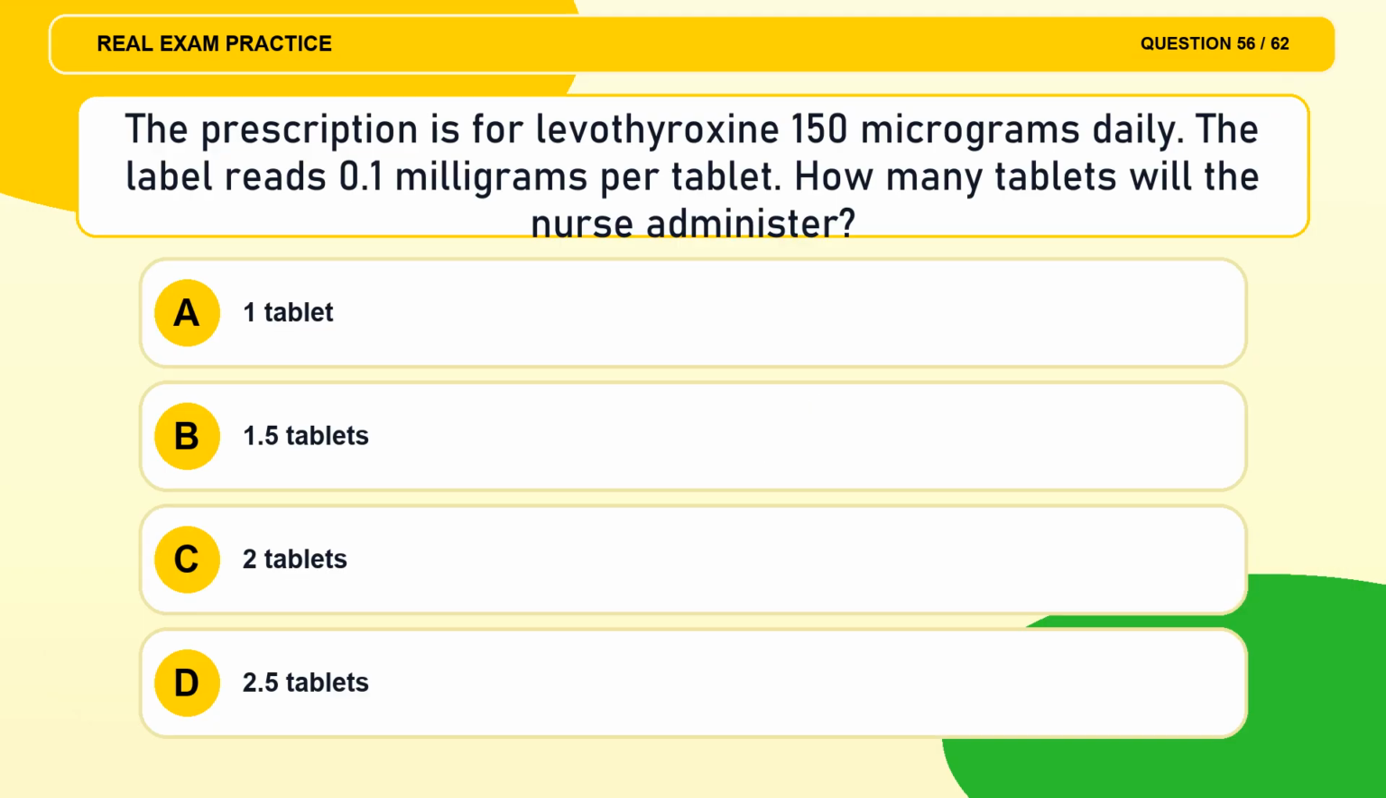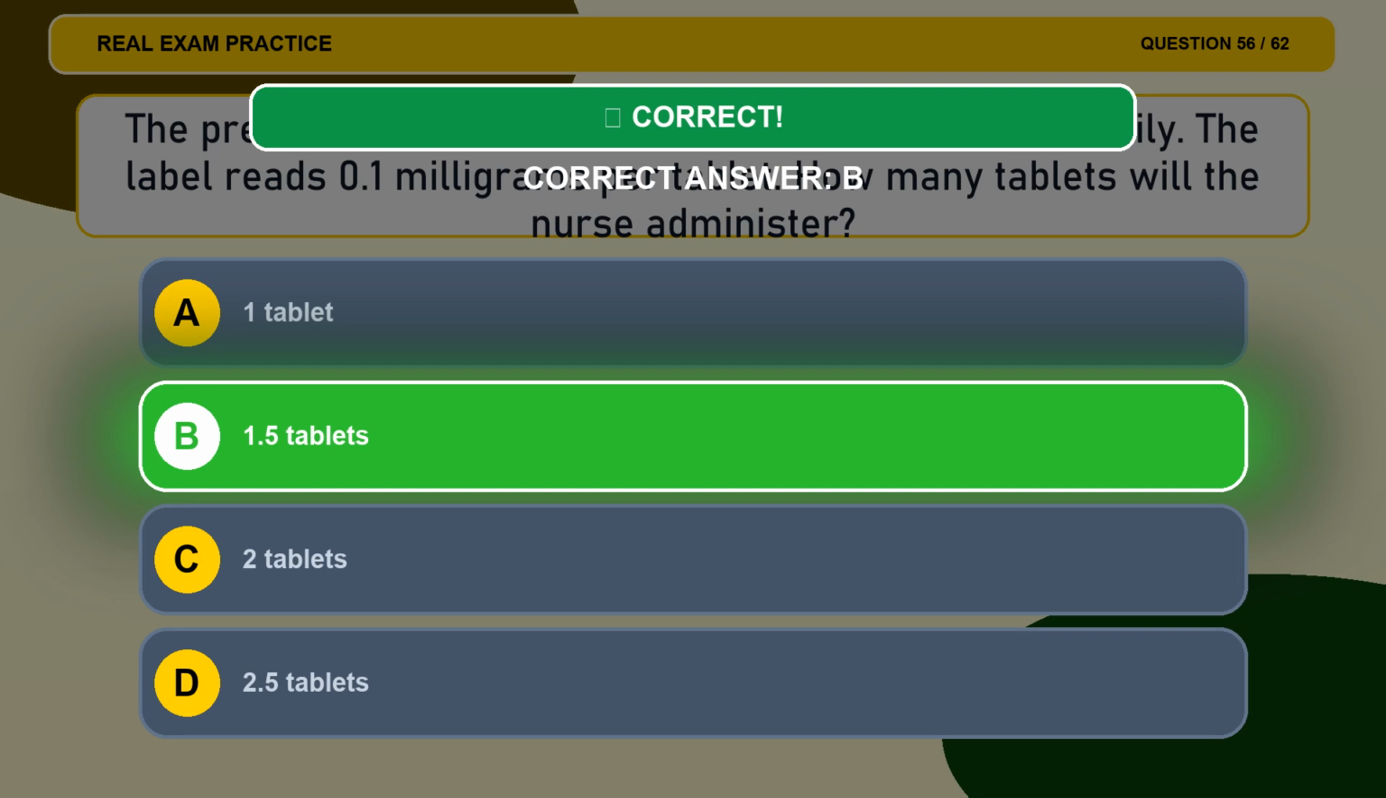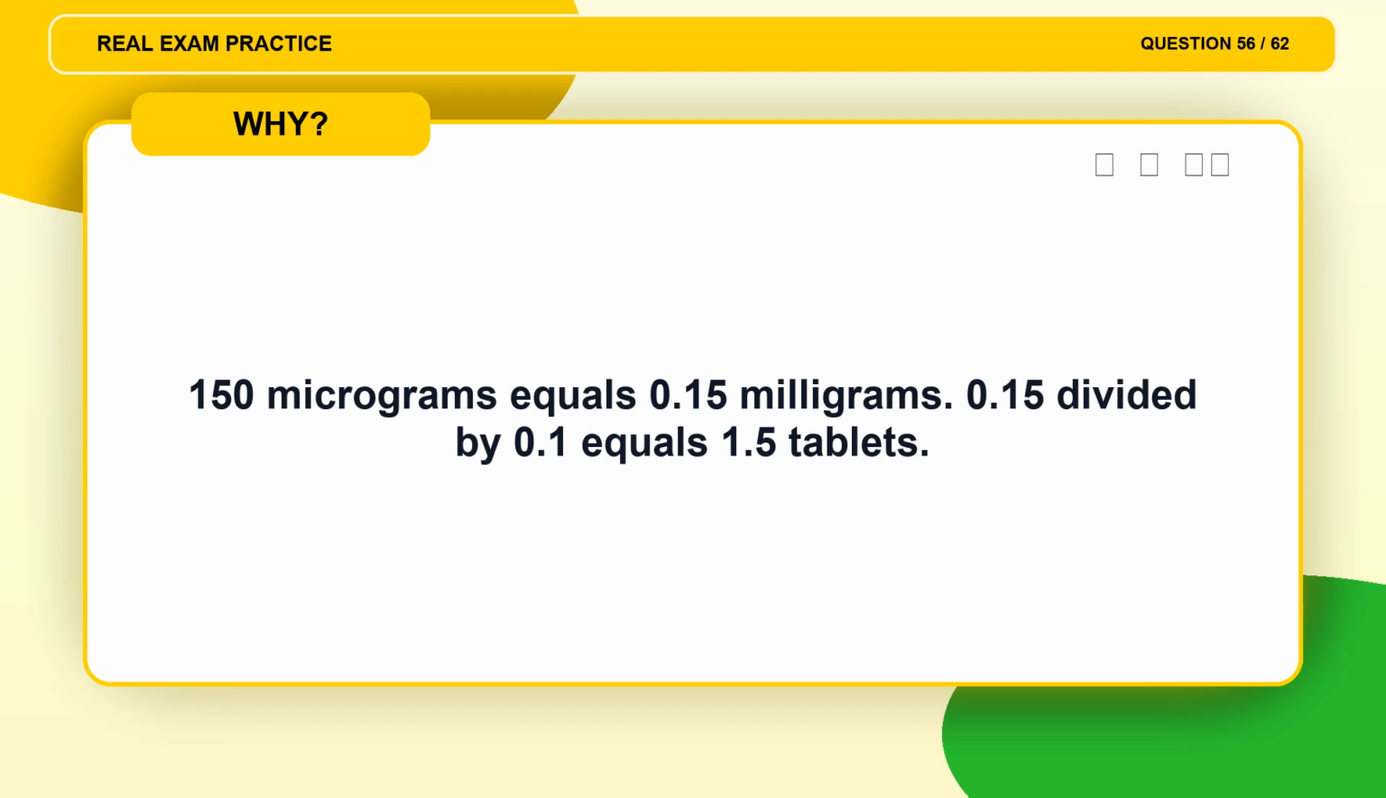Question 56. The prescription is for levothyroxine 150 micrograms daily. The label reads 0.1 milligrams per tablet. How many tablets will the nurse administer? Option A, 1 tablet. Option B, 1.5 tablets. Option C, 2 tablets. Option D, 2.5 tablets. The correct answer is option B, 1.5 tablets. 150 micrograms equals 0.15 milligrams. 0.15 divided by 0.1 equals 1.5 tablets.